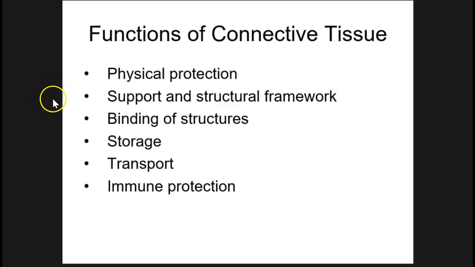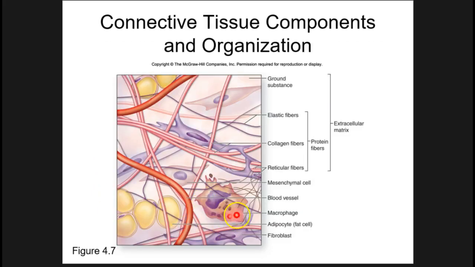Okay. So connective tissue provides physical protection. Even just those layers of fat can be protective. It's a cushion. Suspension, support, structural framework. Your eyes are actually embedded in a whole bunch of fat that just keeps them in place in your eye socket, in your orbit. Binding structures, storage. Again, adipocytes are great for storing those fat molecules for when we need energy. Transport and immune protection. We do have, again, those macrophages.